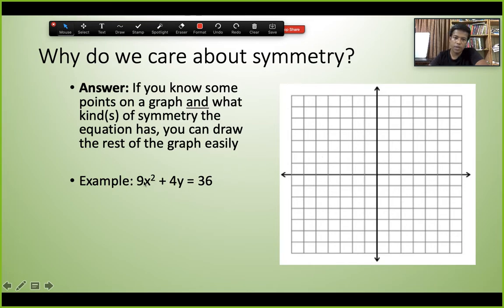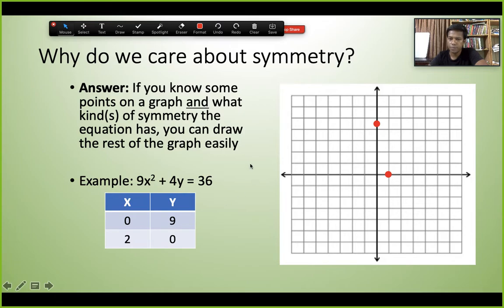There is x square here, so that means if you replace x by minus x, it will remain the same. That means this equation has y symmetry. Now, just take two values. If x equals 0, y equals 9. If y equals 0, then x equals 2, because y equals 0 here, then 36 divided by 9 means 4. Square root of 4 means 2, plus minus 2.